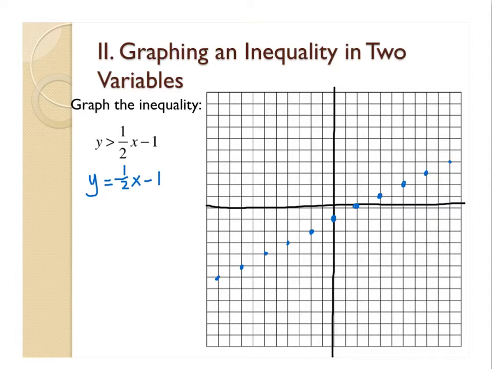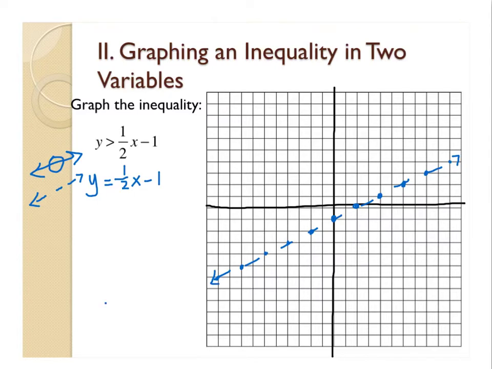Greater than. That means that the points that are on this line are not part of the solution set. Because like we had with single variable inequalities, a greater than is like an open circle. That's your broken line for your two variable inequalities. So to make this a broken line, just kind of connect the points like that.